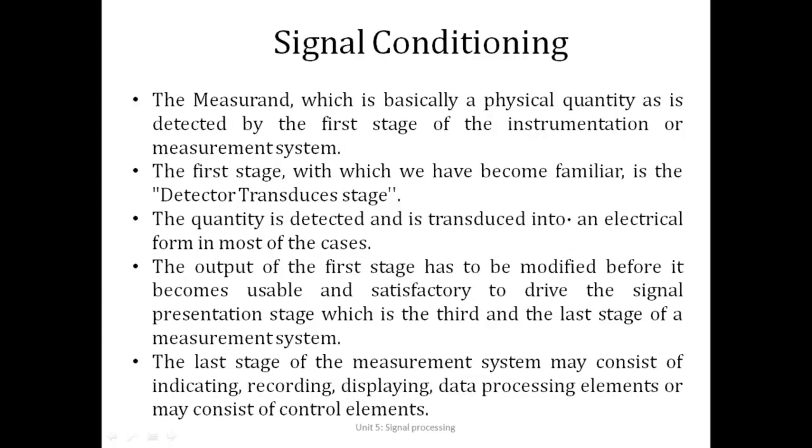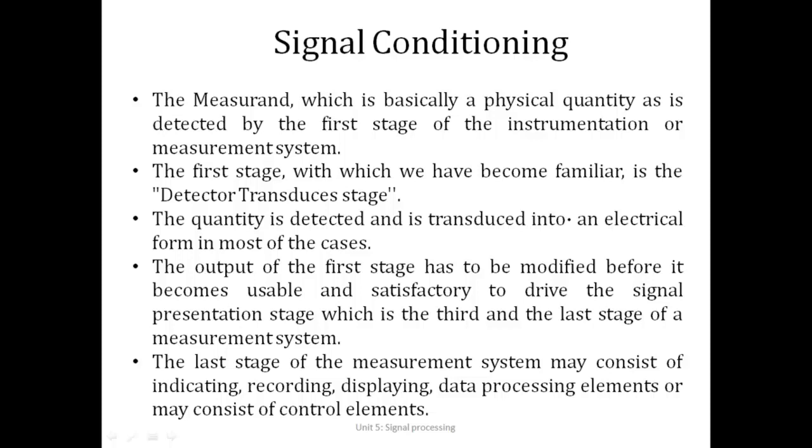So first of all, let us understand what is signal conditioning. The measurement, or the value that we are measuring, is basically a physical quantity as it is detected by the first stage of instrumentation or the measurement system. Now the first stage is actually the detector stage, or you can say the transducer stage. Okay, the quantity is detected and it is transduced into an electrical form in most of the cases. So transduced over here means changed, right? So we had studied in the earlier units what a transducer actually is. It is measuring some physical parameters, and converting into some electrical equivalent.